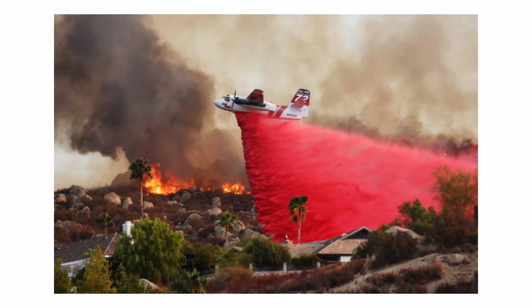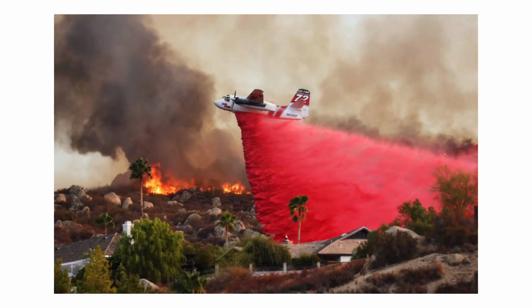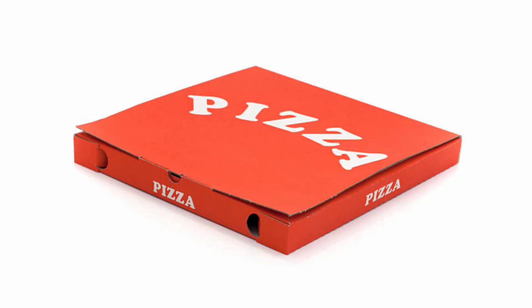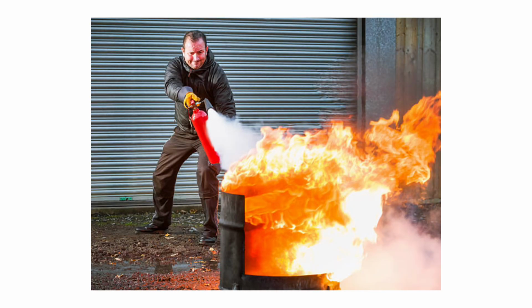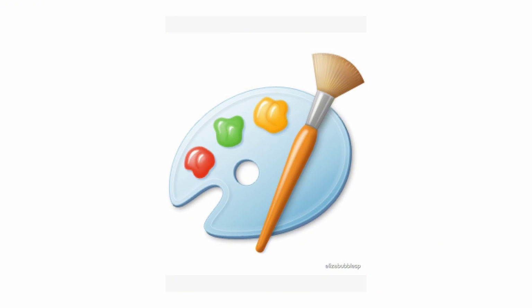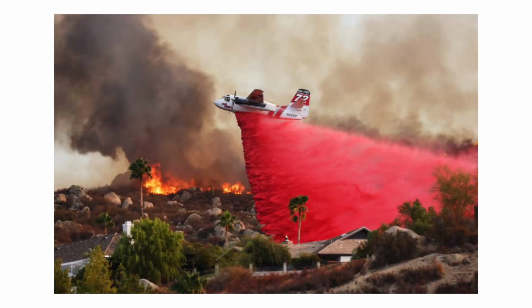First off, let's explain what PFAS even is. PFAS stands for polyfluoroalkyl substances. These substances are found in kitchen cookware such as non-stick pots and pans. These substances are also found in microwavable popcorn bags, pizza boxes, dental floss, firefighting foam, certain cosmetics, paints, varnishes, and sealants. Basically, you get the picture.